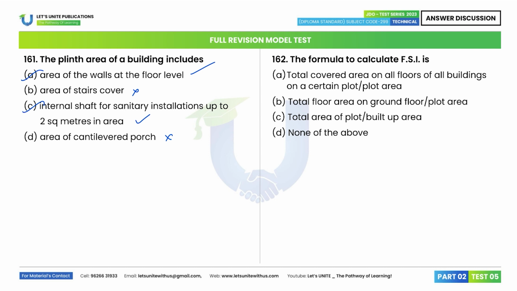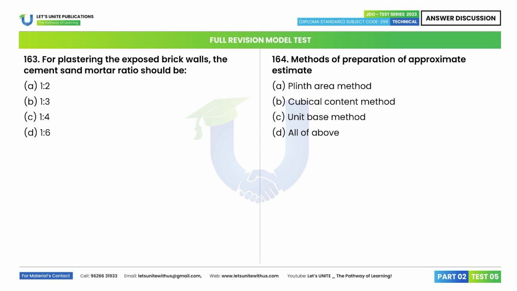Next, 162. The formula to calculate FSI is total covered area on all floors of all buildings on a certain plot area. Option A, the correct answer. Next, 163. For plastering exposed brick walls, the cement sand mortar ratio should be 1:4. Option C, correct answer.